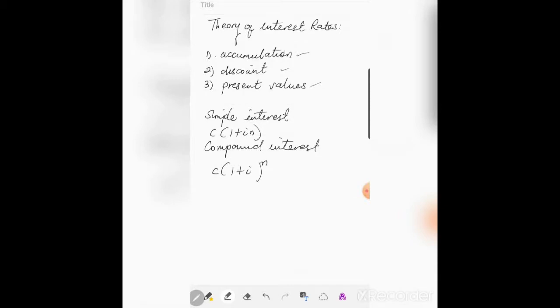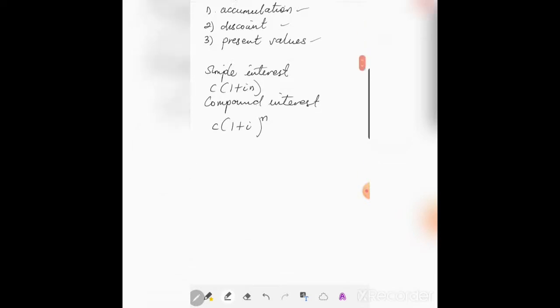So today we are going to look at the nominal rates of interest. Under the nominal rates of interest, we consider transactions of length of time h units, and this h should be greater than 0 and need not be an integer.